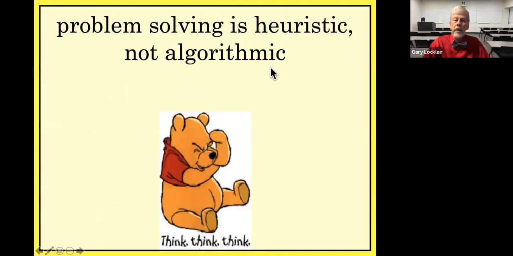I think you know this, but let me make it explicit. The problem-solving process is heuristic. It's not algorithmic. The problem-solving process is heuristic. So what's a heuristic? A heuristic is a guideline. People will say it's a rule of thumb. It is a feeling. It is a trial and error method. It's really just a generalized thought process or guideline.